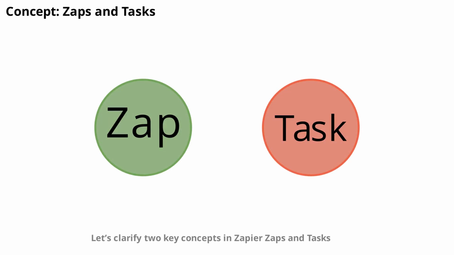Let's clarify 2 key concepts in Zapier: Zaps and tasks. A Zap is an automated workflow that connects your apps and services. Each time a Zap runs and completes an action, it counts as a task. Understanding the difference helps you estimate your usage and choose the right plan.